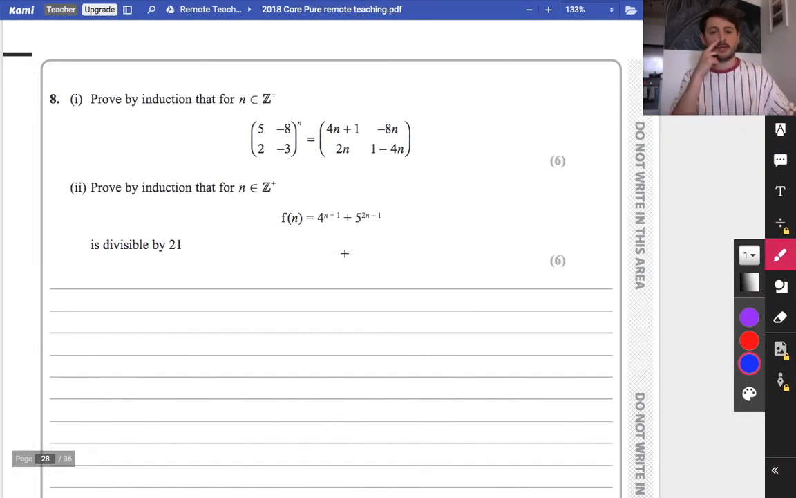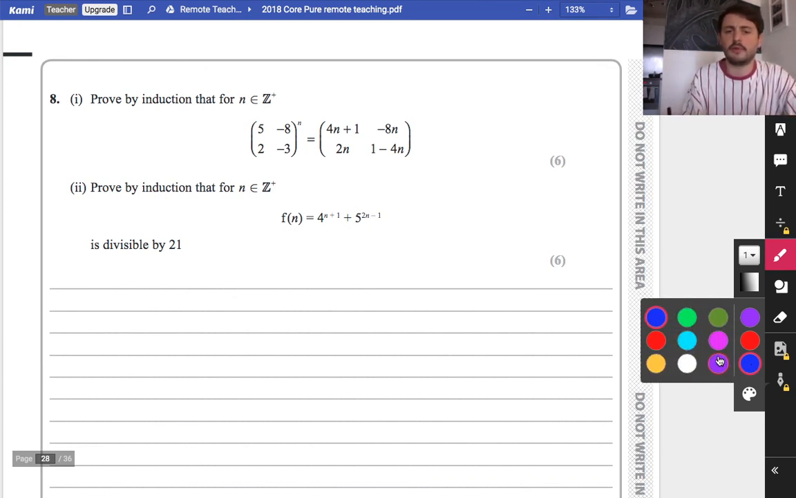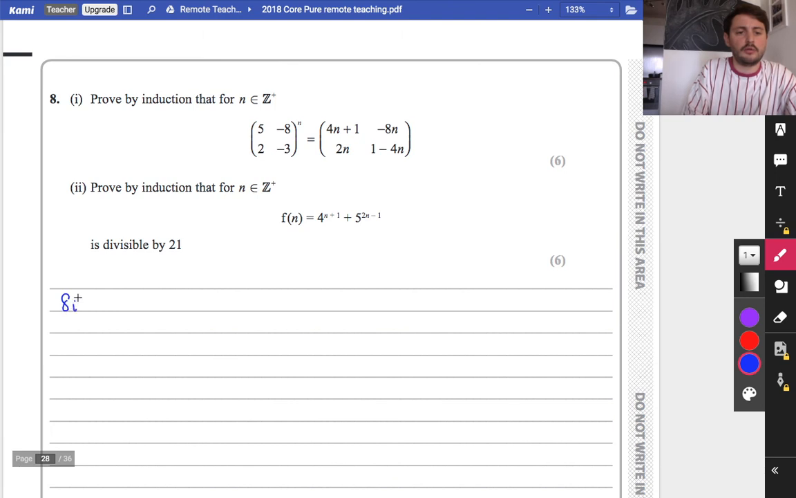We're going to do some proof by induction questions, and then we're going to do, I think it's a volume of revolution. So, proof by induction. We want to prove that this thing is true. So first of all, we need to show that it's true for n equals 1.